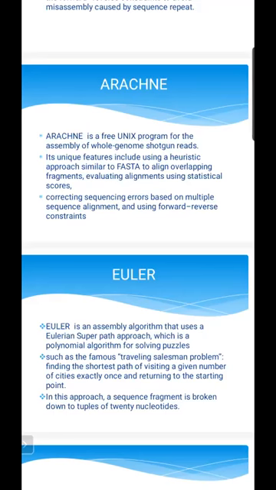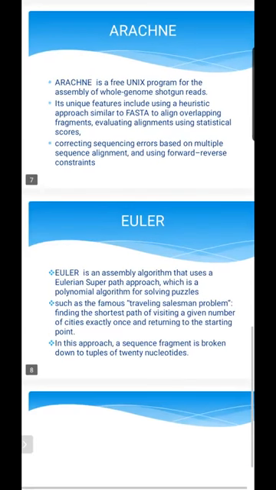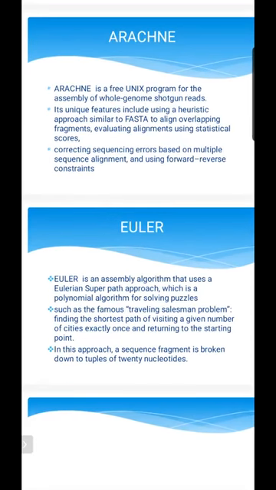In this approach, a sequence fragment is broken down into tuples of 20 nucleotides. The tuples are converted to binary vectors in nodes. By using the Viterbi algorithm, the shortest path among the vectors can be found, which is the best way to connect the tuples into a full sequence. Because this approach does not directly rely on detecting overlaps, it may be advantageous in assembling sequences with repeat motifs.